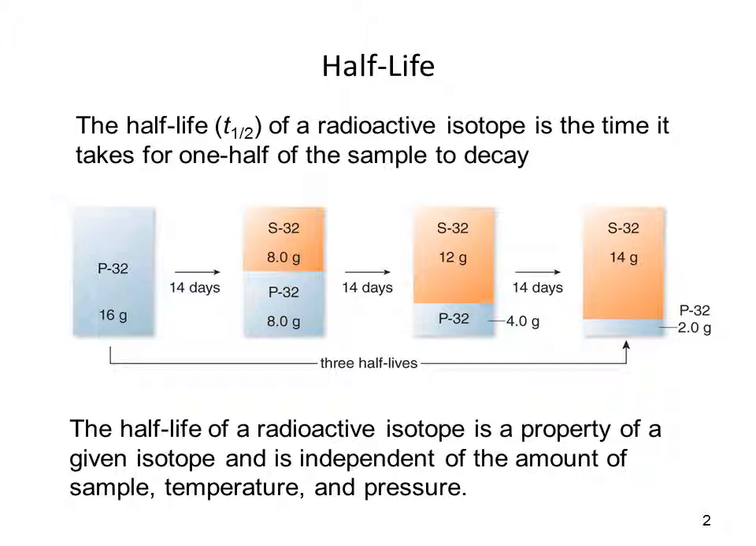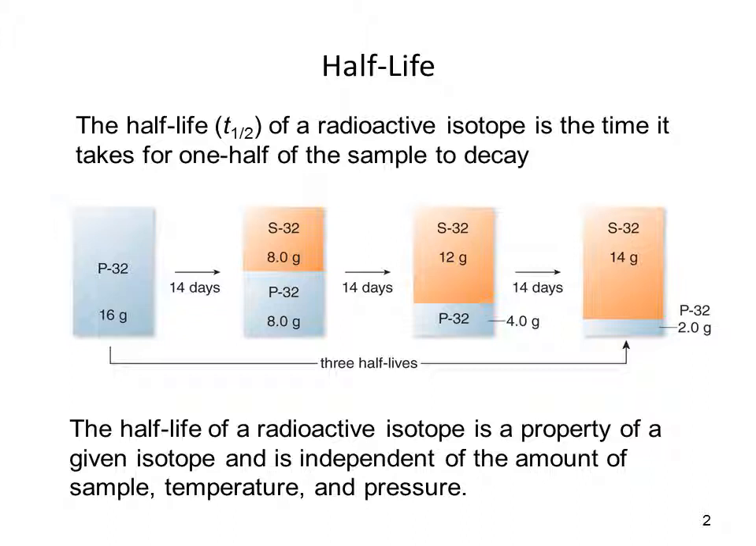When another 14 days occurs, half of this 8 grams is then decomposed again. Now there's only 4 grams of phosphorus-32 left, and of course it becomes sulfur-32. Another half-life occurs, and you can see that phosphorus-32 then decays from 4 grams down to 2 grams. So now figure out from seeing this pattern how much of the 2 grams of phosphorus-32 will remain after another 14 days. You should be able to say, well, it's going to be half of 2 grams, so it will be only 1 gram. And this is the method of how all radioactive isotopes decay.